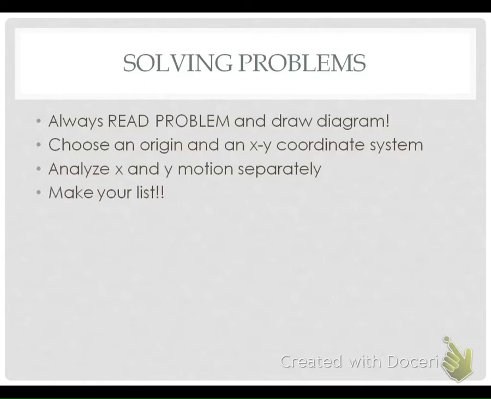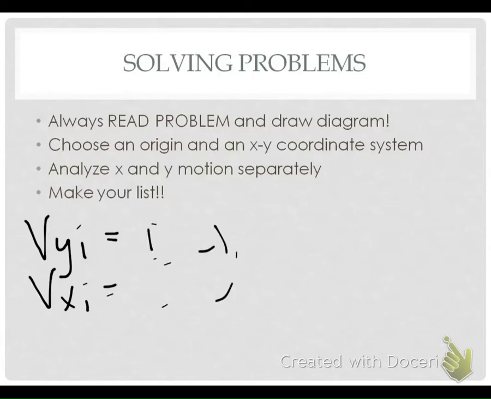We make our list. What does that mean for the list? What you know. So if I have v sub y1 equals, v sub x1 equals, blah, blah, blah, that's my list.